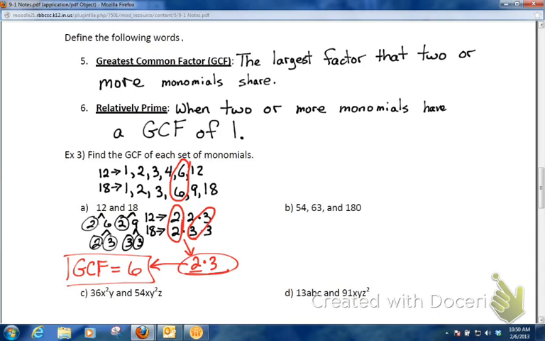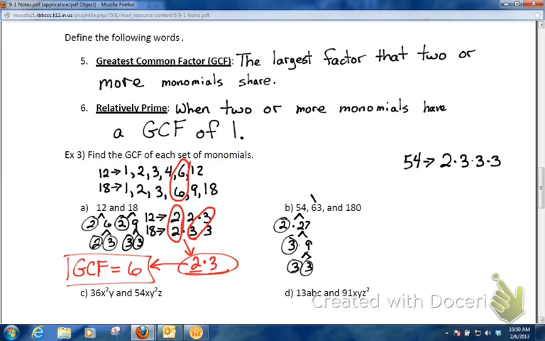Let's break down 54. 54 breaks down into 2 times 27. Circle my 2. 27 is 3 times 9. Circle my 3. 9 is 3 times 3. So for 54, which I'll write right here, I have 2 times 3 times 3 times 3. And again, I need to write it out without the exponents because I need to circle things that are in common.